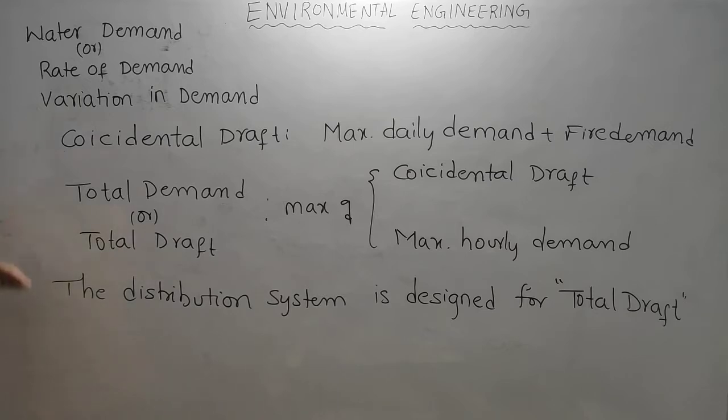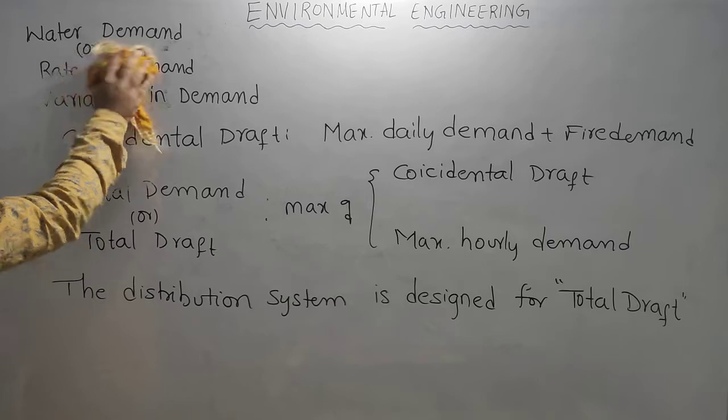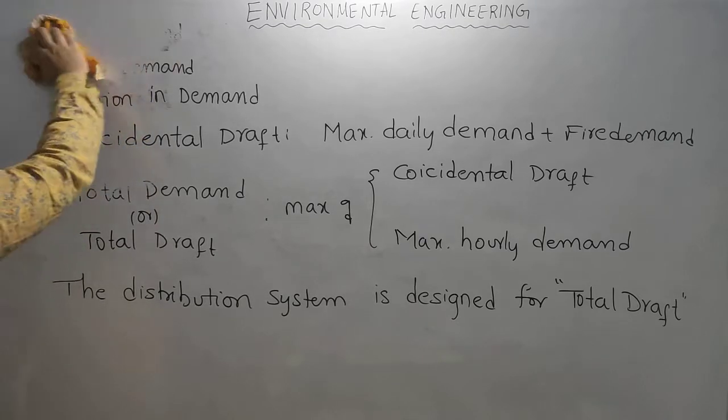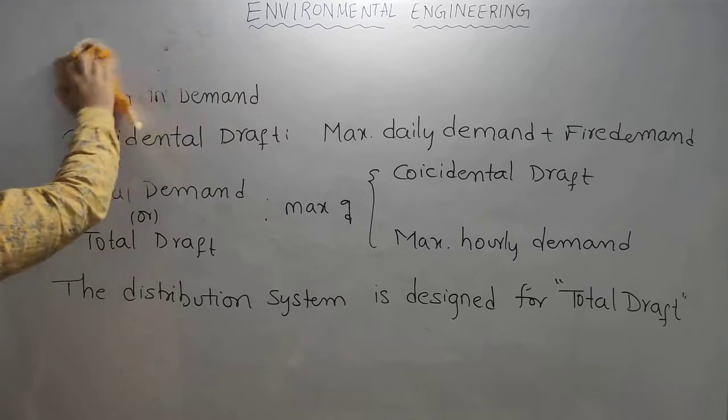So variation in demand is over. Now, for finding the source sufficiency, we need population, we need variation in demand, and the last thing we need to know is the design lives of various components of the water supply system. Okay, let us see that. So with this topic, the first part, that is the source sufficiency part, is over.